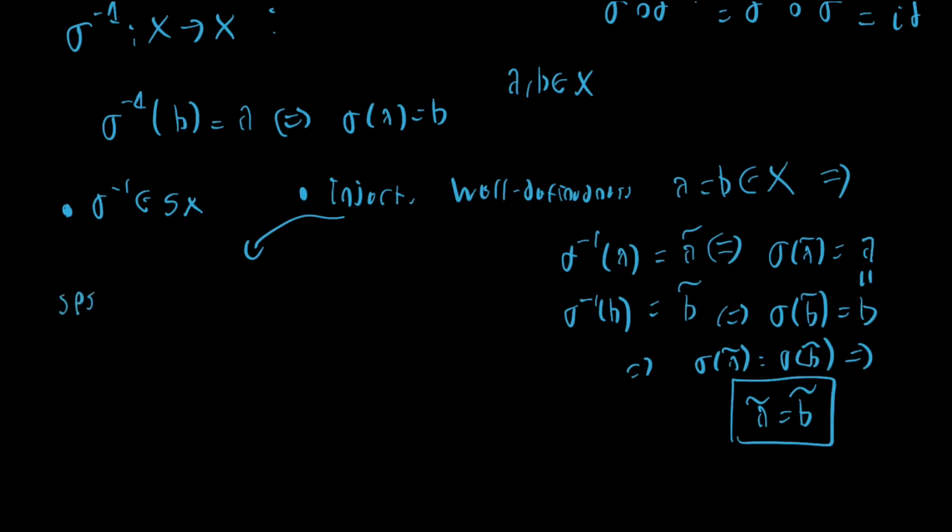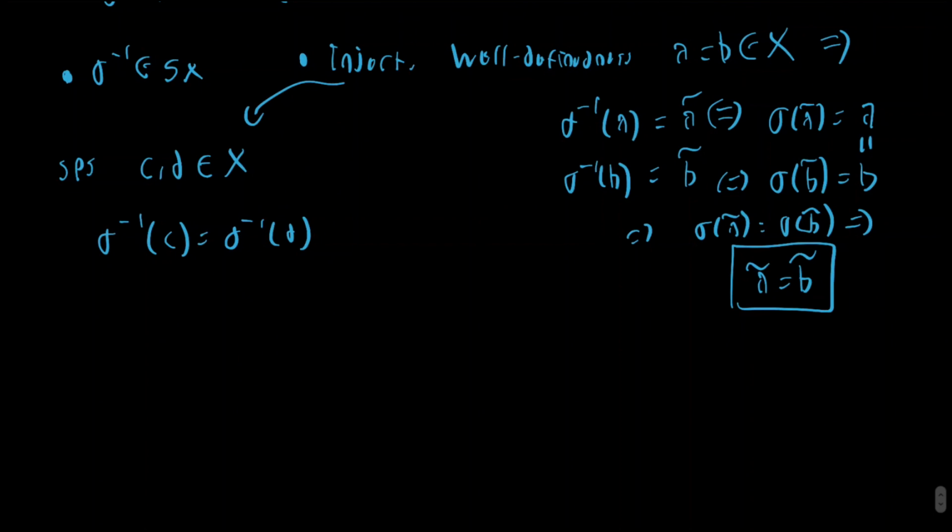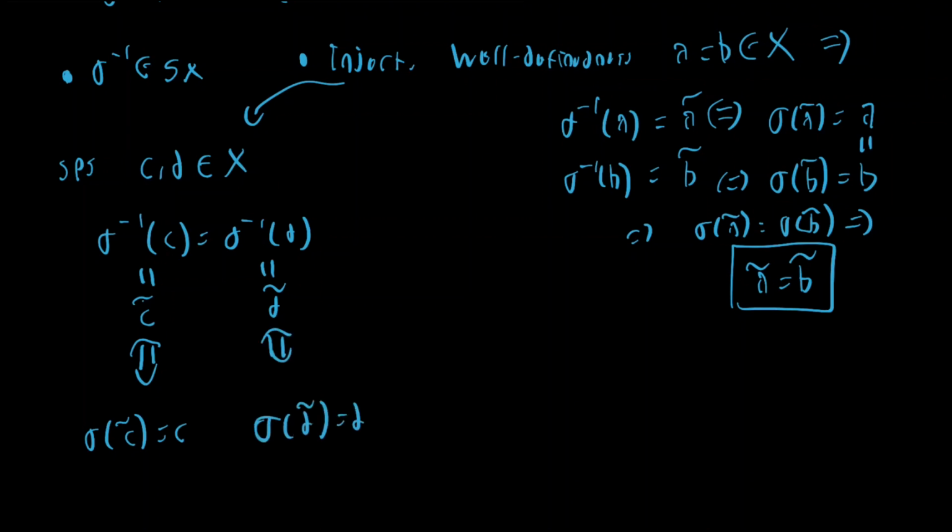that we have other elements c and d in X, and we have sigma to the minus 1 of c equal to sigma to the minus 1 of d. Okay, but sigma to the minus 1 of c we're going to call c tilde, and sigma to the minus 1 of d is d tilde. This is the same thing as saying that sigma of c tilde is equal to c, and the same thing as saying that sigma of d tilde is equal to d.